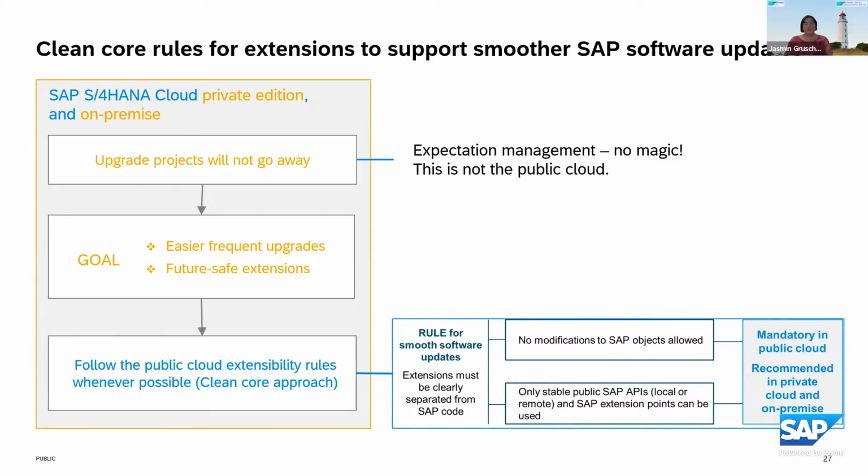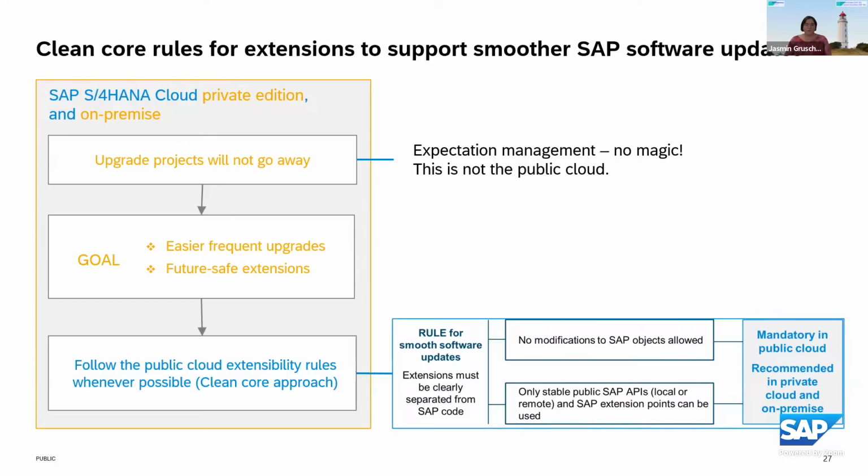So we know that upgrade projects in private edition or on-premise will not go away. So there is no magic, but we can make the upgrade process easier and help you to be prepared for the future. So should you want to switch to public cloud, ABAP Cloud gives you an opportunity to prepare for that. So how can you do that?